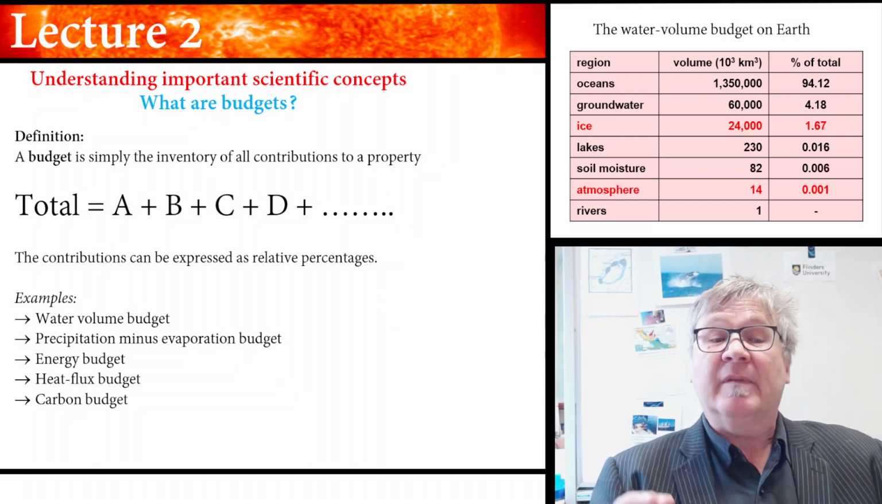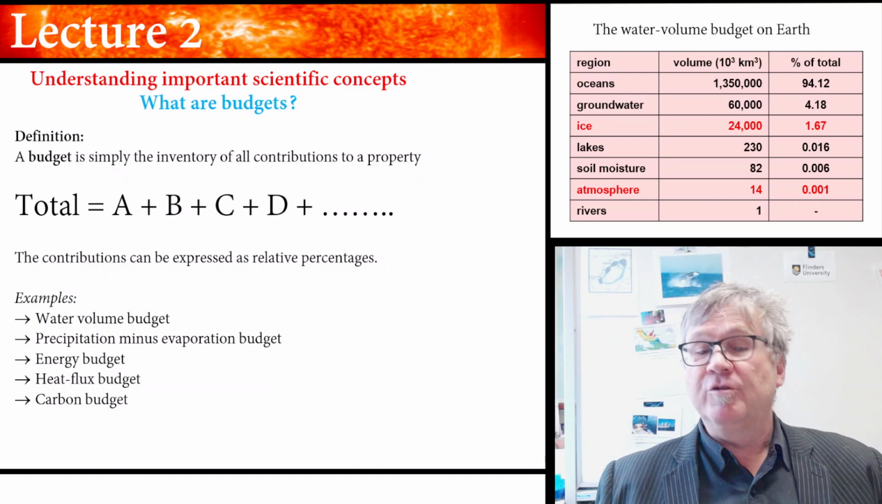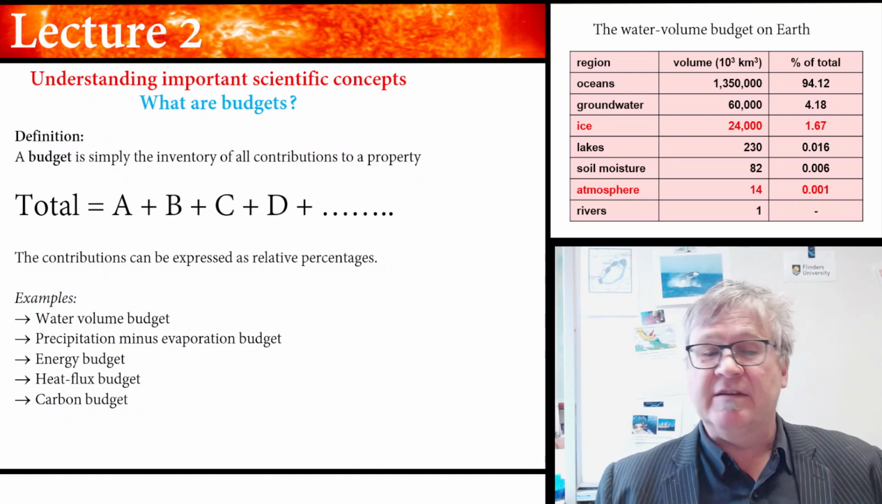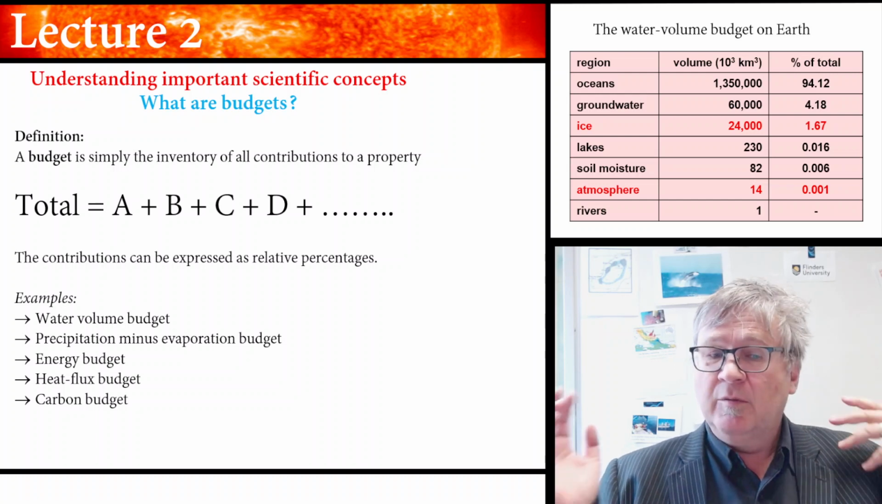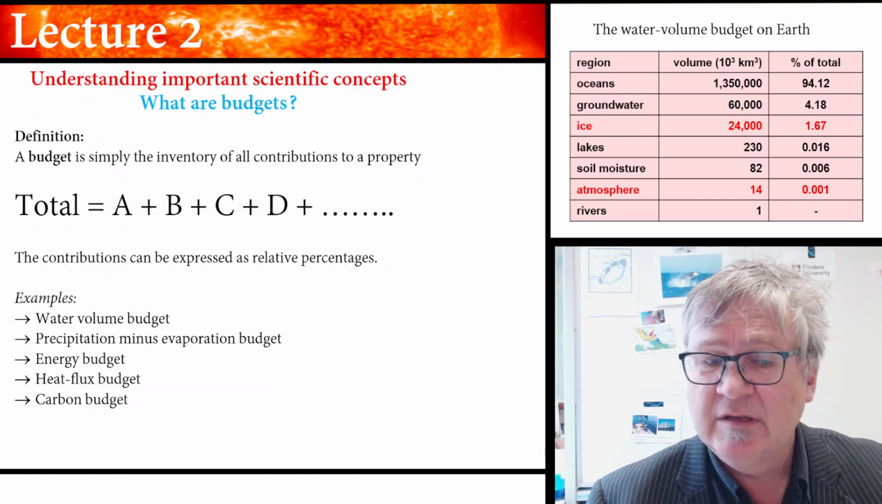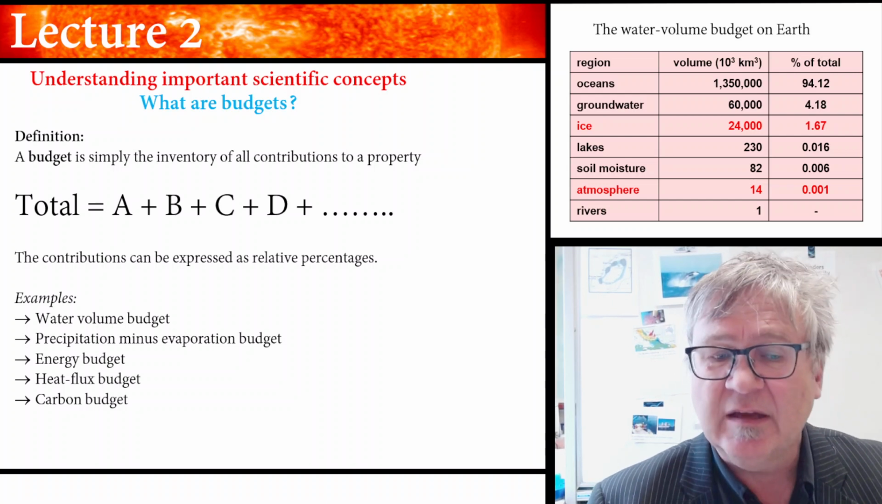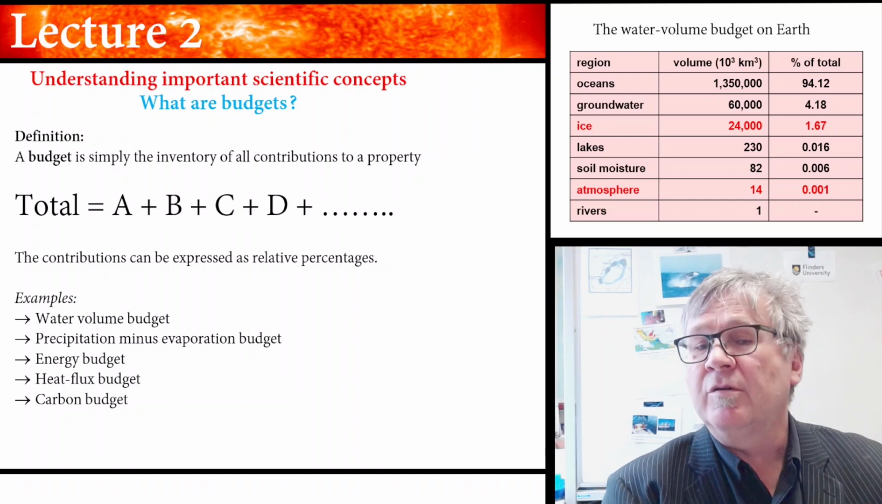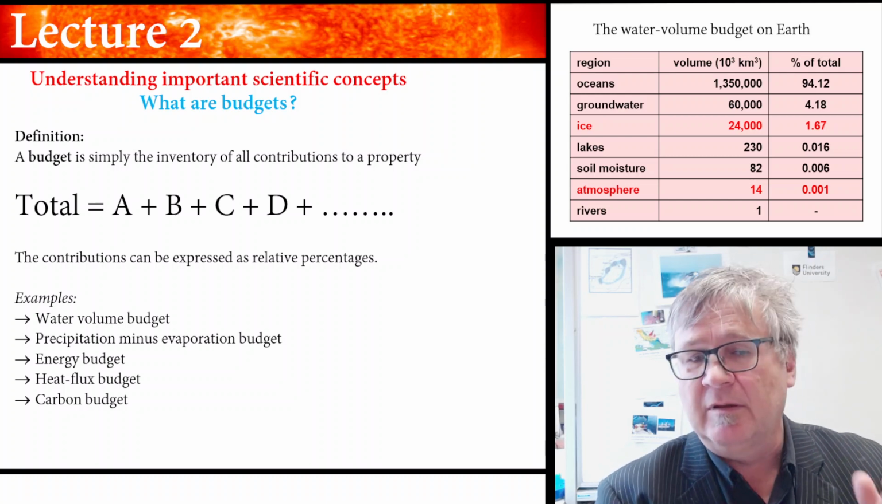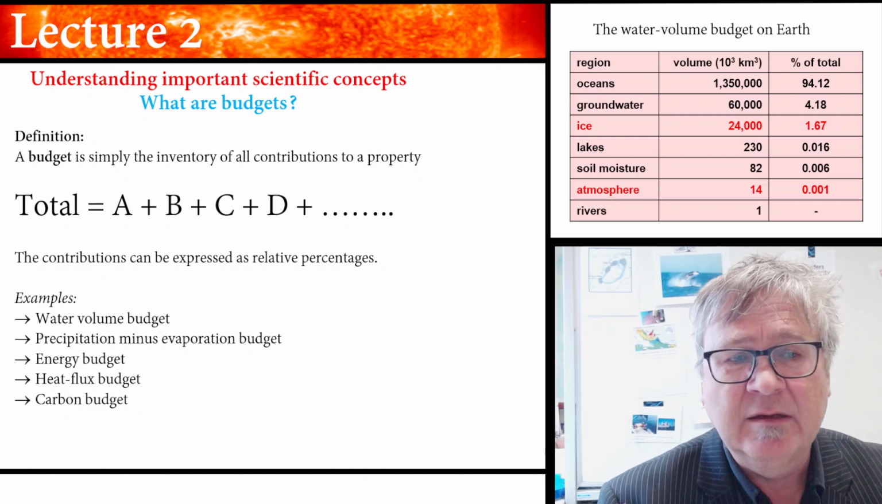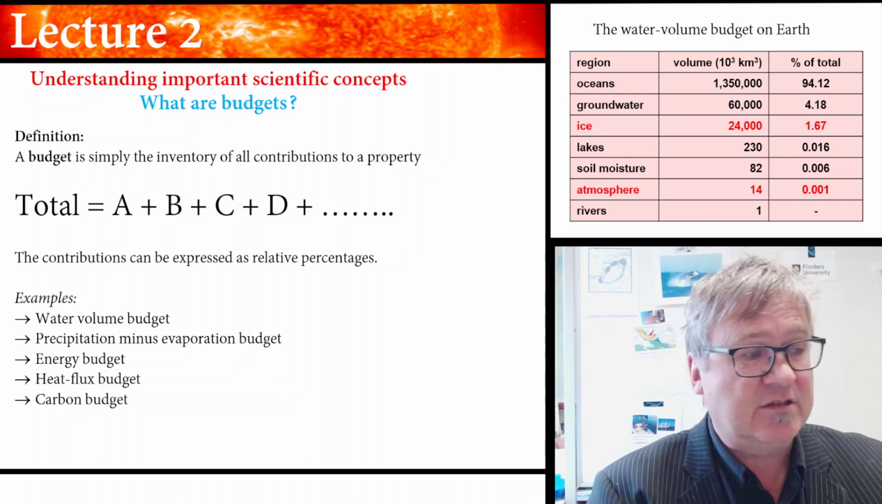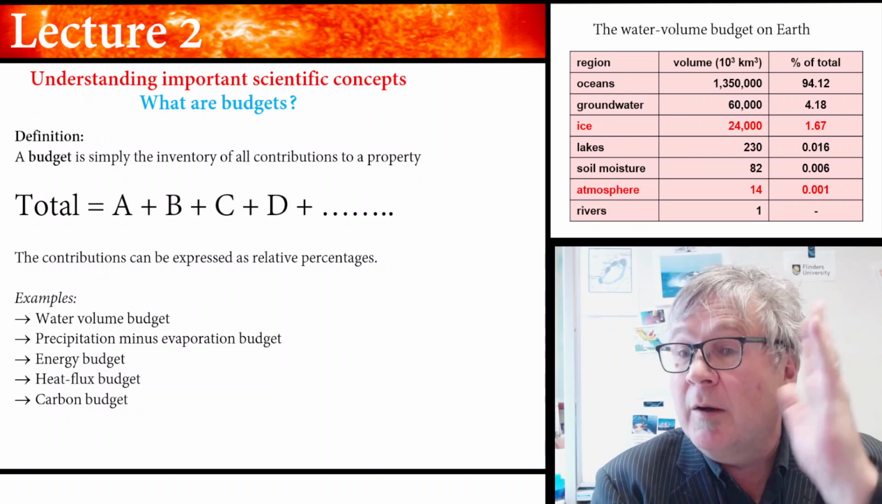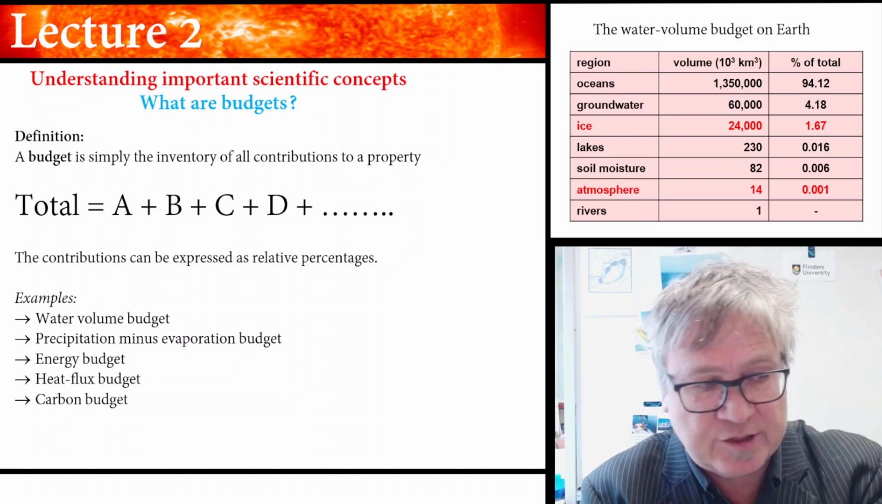Examples: water volume budget, precipitation minus evaporation is a budget. We're talking about energy budgets, heat flux budgets, carbon budgets, nutrient budgets. You can look at many different types of budgets. So I want you to understand what I mean by budget.